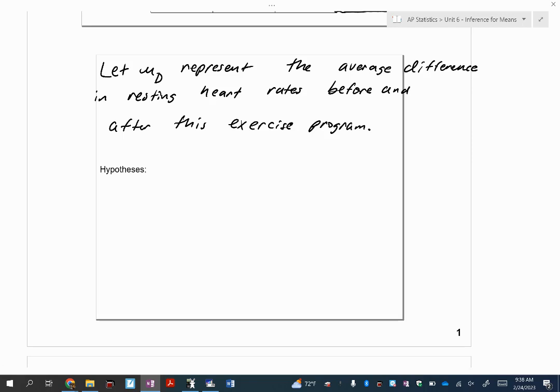Now, the hypothesis, the null hypothesis, is always going to be the same. Unless they tell you otherwise, what are we assuming is going to be my difference between the before and after resting pulse rates? 0, that they're the same, right? We always assume no difference.